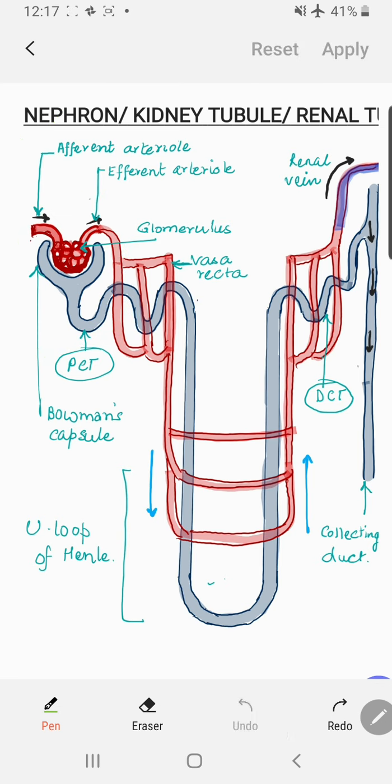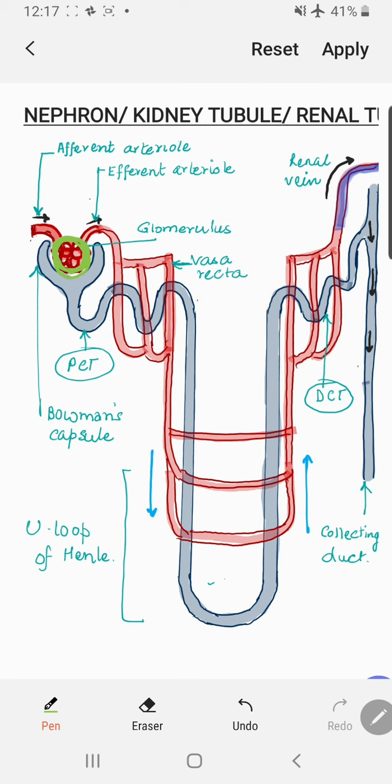So let me clear things up. Fine. Now what is this diagram all about? Two structures. We start with the two structures here. One structure is this round red structure, which is actually a tuft of capillaries, right? Capillaries are the finest blood vessels, the thinnest blood vessels, which reach each and every part of your body in order to supply blood, right?